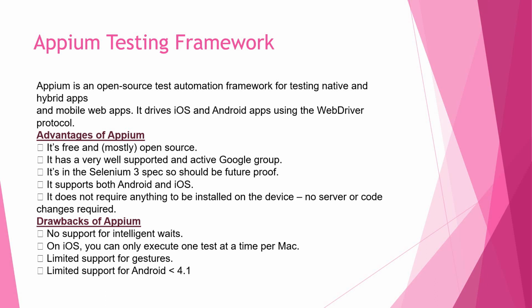Appium is an open source test automation framework for testing native and hybrid apps and mobile web apps. It drives iOS and Android apps using the WebDriver protocol. So what are the advantages? It is free and open source. It has a small but supportive and active Google group. It follows the Selenium 3 spec, so it should be future proof. It supports both Android and iOS. It does not require anything to be installed on the device. No server or code changes are required.